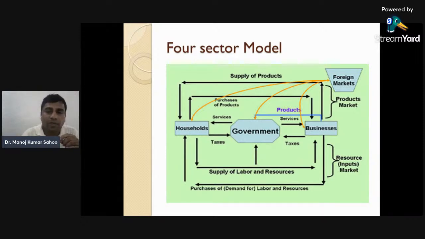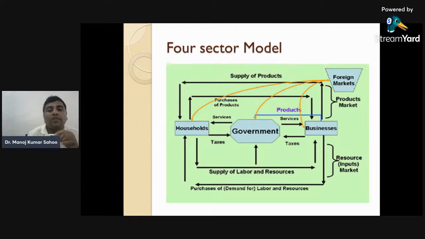You can see very clearly that first household provides supply of labor resources to the business unit, and in return, business unit, by engaging these laborers, purchases different types of goods and services from the household sector. Household sector also purchases different types of products from the business sector, and in return, business sector supplies different types of products to the household sector. So here, business and household are linked.